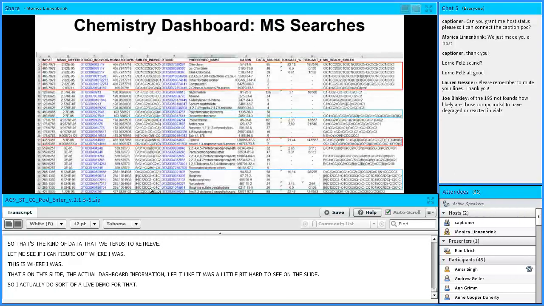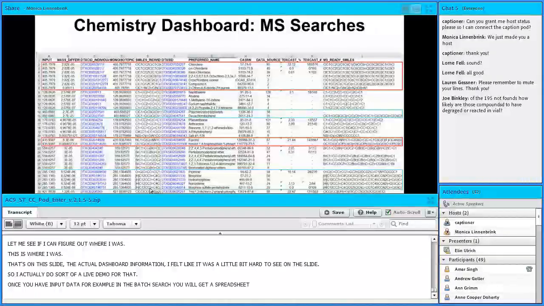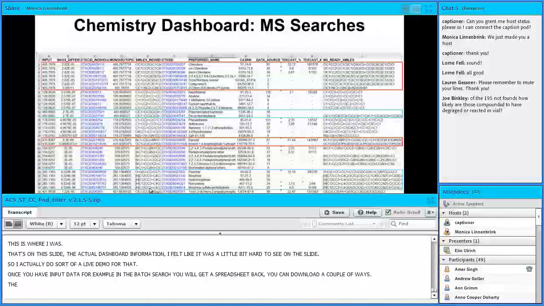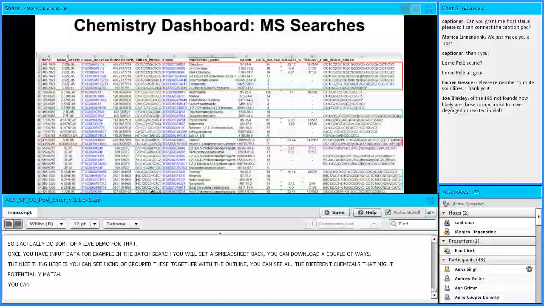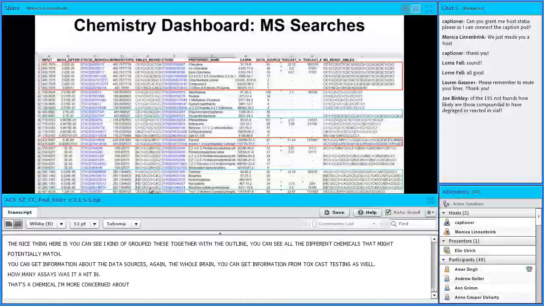Once you've input data, for example, in the batch search, you'll get a spreadsheet back. You can download it a couple different ways. The nice thing here is you can see I've grouped these things together with the outlines. You can see all the different chemicals that might potentially match. And you can get information about the data sources, again, to help rank, but you can also get information from ToxCast testing as well. How many assays was it a hit in? Well, that's a chemical that I'm a little bit more concerned about now because it might be toxic.